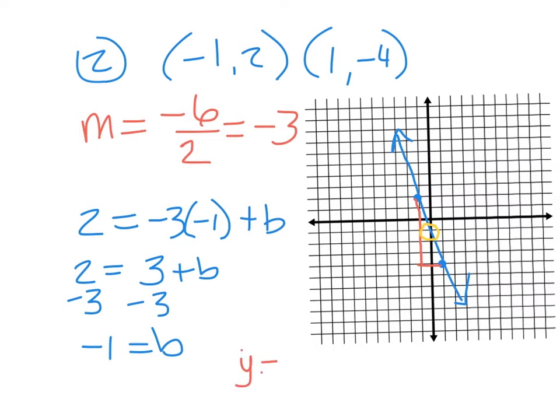Rewrite my equation. y equals, what's my slope? -3. And then my y-intercept? Very good, -1. So y equals -3x minus 1.